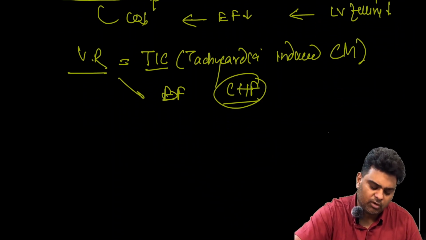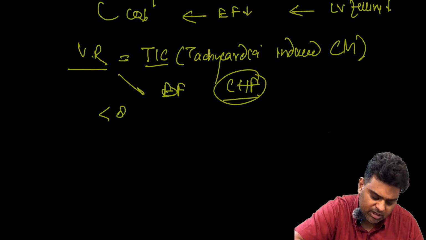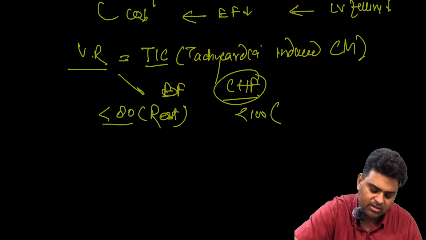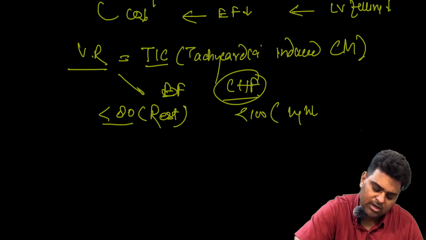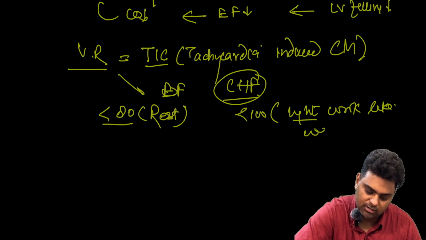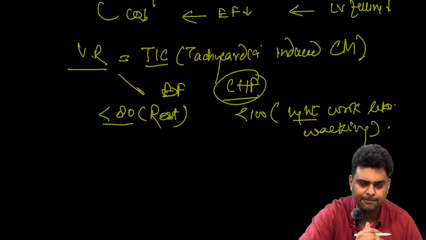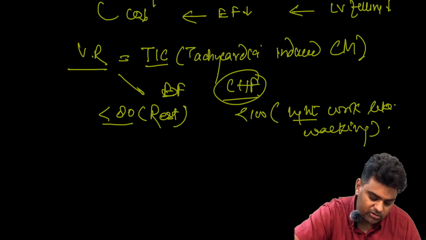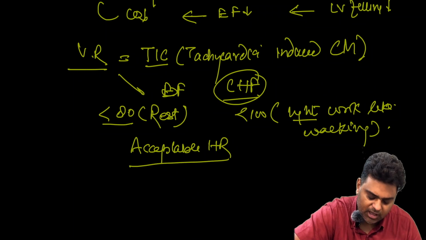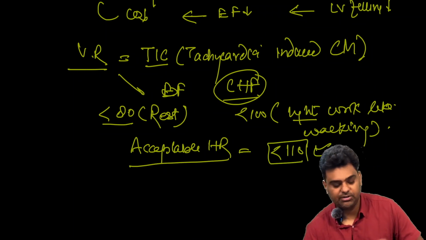So, how will we control it? What is the guideline? It is said that it should be less than 80 at rest and less than 100 on light work like walking. But this is very difficult to achieve. So there is also something known as acceptable heart rate. This is mentioned in Harrison. Acceptable heart rate is less than 110.